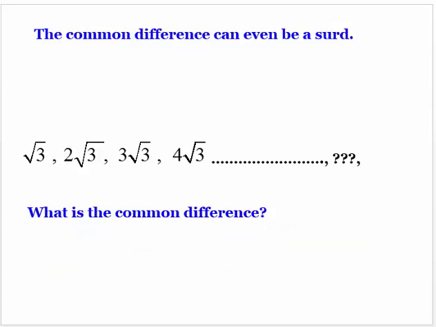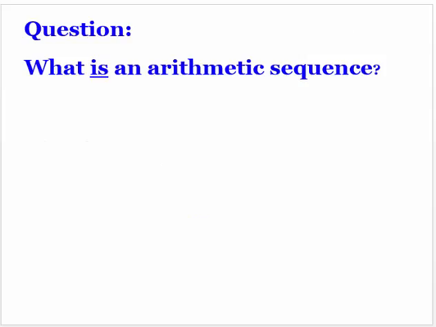All right. It can also be a surd. So if we're going root 3, 2 root 3, 3 root 3, 4 root 3, what's the common difference? What's it changing by? We have 1 root 3, 2 root 3s, 3 root 3s. The common difference is root 3.